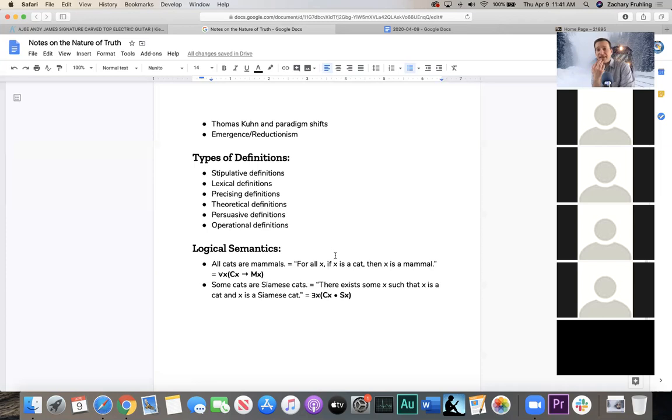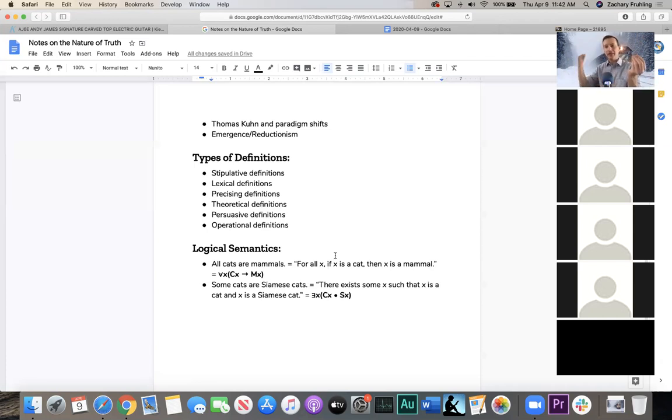Theoretical definitions, things like, what is a black hole, for example? Well, a black hole, for the purpose of science, would be a singularity where the mass is so great that gravity causes space to bend so much that nothing can escape the gravity well that it creates. Okay, that's a theoretical definition of a black hole.